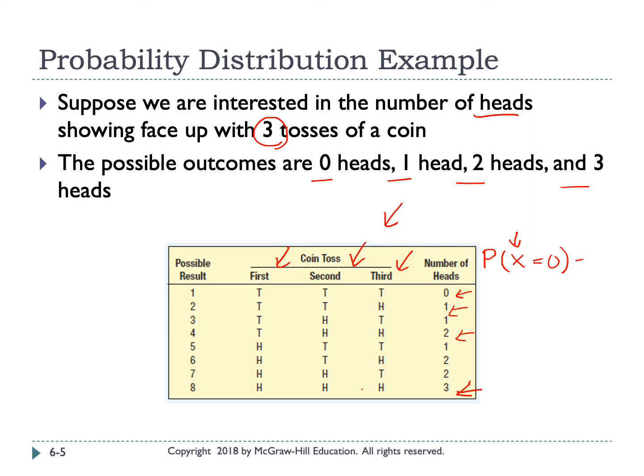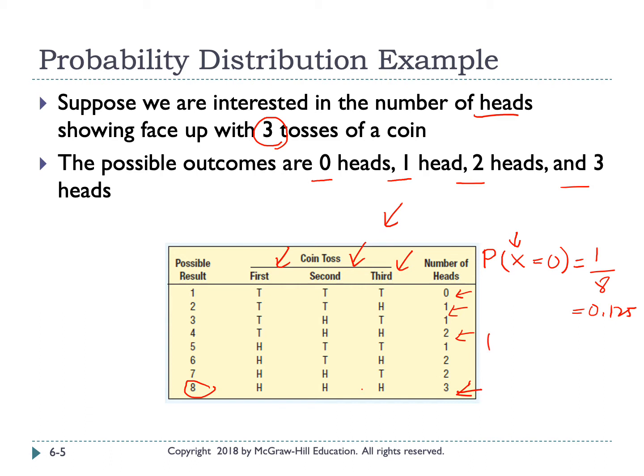So how to compute the probability? Probability, how many times can you see the 0? Okay, so you can see just one time over how many possible results? You have 8 possible results. So 1 over 8. If you put it in the calculator, you will get the value of 0.125. So this is the probability of getting 0 head.